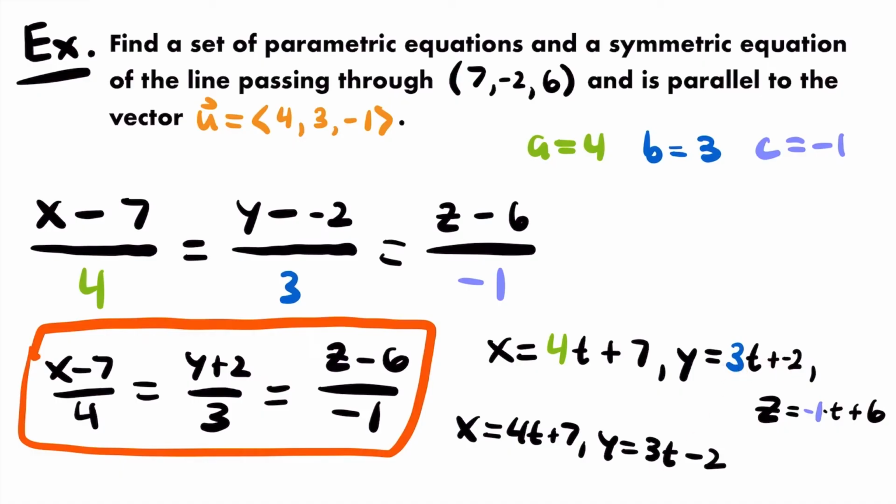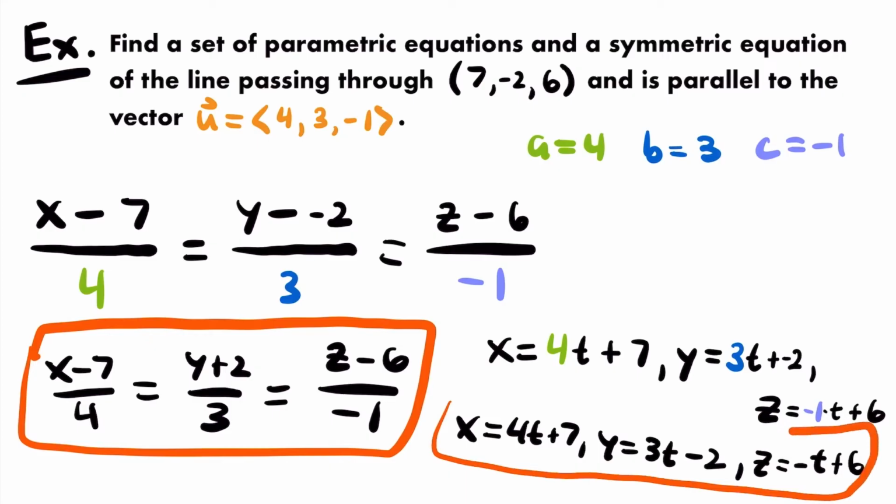3t plus negative 2 is the same as 3t minus 2, and then we'll have z is equal to negative t plus 6. All right, negative 1 times t is just going to be negative t. And so there you have it. That is a set of parametric equations that would represent the line passing through this point and is parallel to this vector.